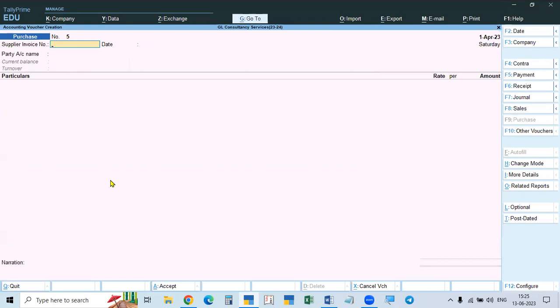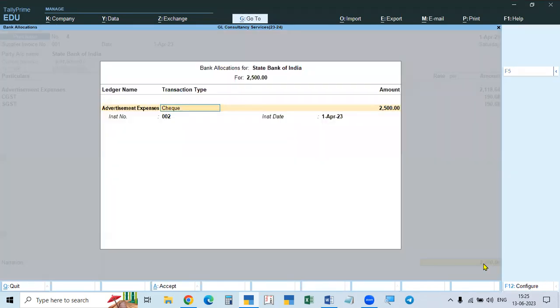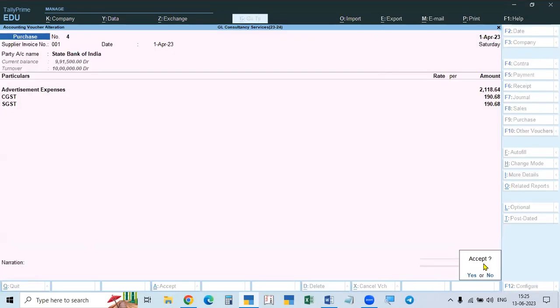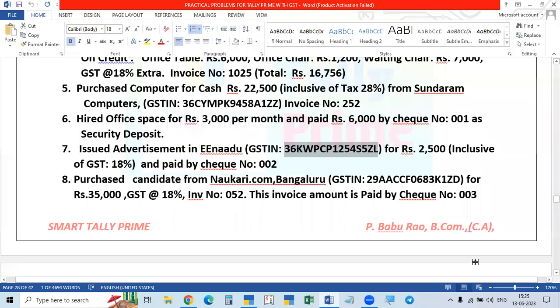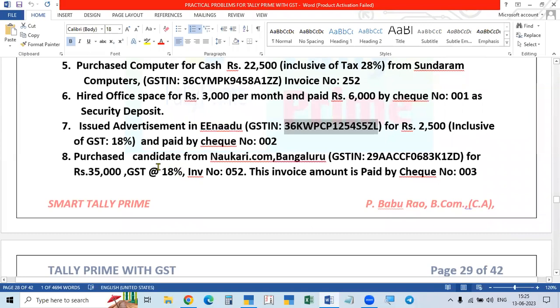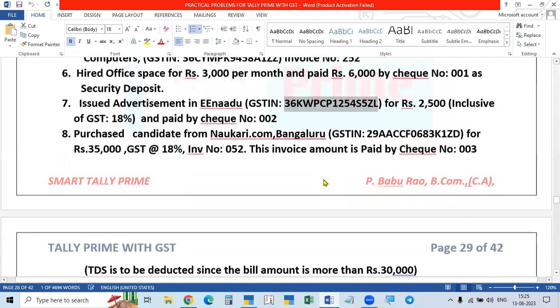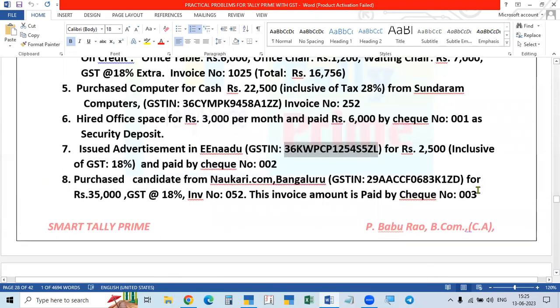or you can make one single entry for this. So this is the advertisement charges, 2,500 rupees, that is tax paid and accepted. So this is over. Then purchased candidates from Naukri.com Bengaluru, another state, for 35,000 rupees, GST is 18%. It's not inclusive, it's extra. And the invoice amount is paid by check. So we are purchasing paid by check. So this one we will do in the other way.